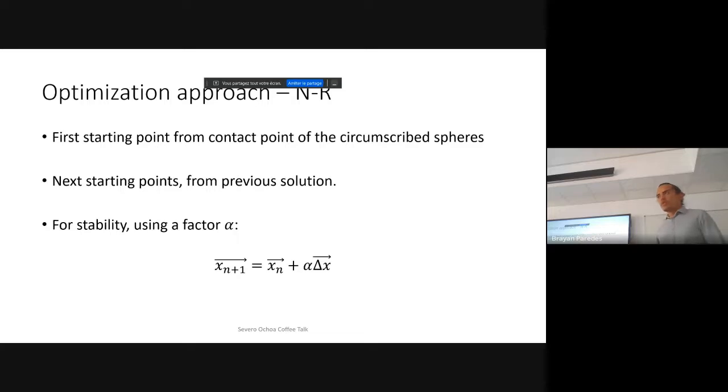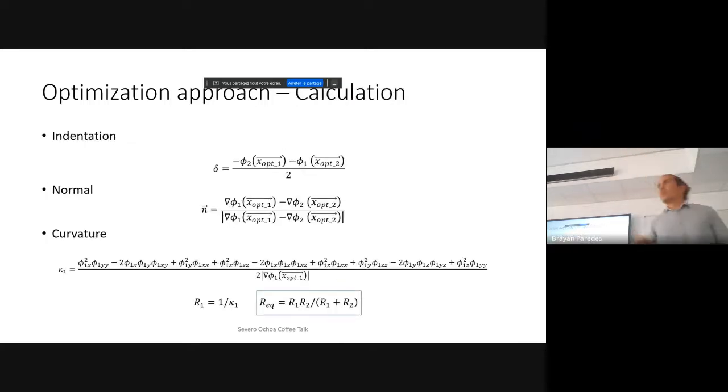Okay, so with that approach, we will be able to calculate the coordinates of these two points if the contact exists. And now we can calculate the indentation, the normal, and the curvature. So basically, we call the points that we found x opt 1 and x opt 2. We calculate phi 2 of x opt 1, that is the distance from the point on the surface of particle 1 to surface 2, and the same for the other point. And we do an average.